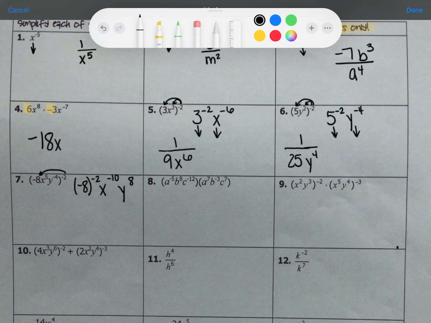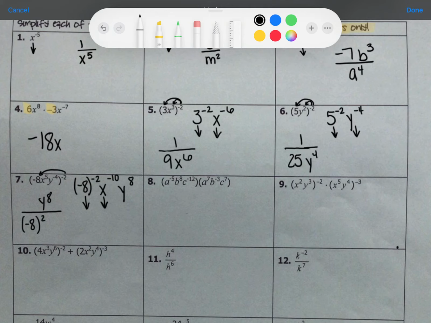Hopefully you remember to move anything with a negative exponent, which is that negative 8 with the negative 2 on it, and x with that negative 10 on it. So the y doesn't move. So when I draw my fraction bar, y stays on top, like that. It didn't move. The 8 squared goes to the bottom. Because this is going to become a negative 8 squared.